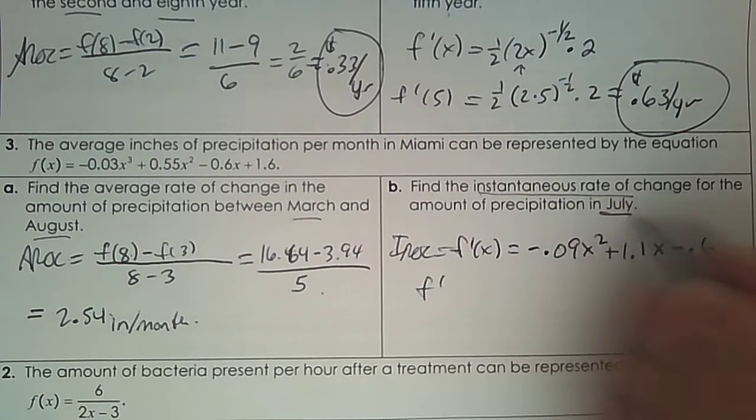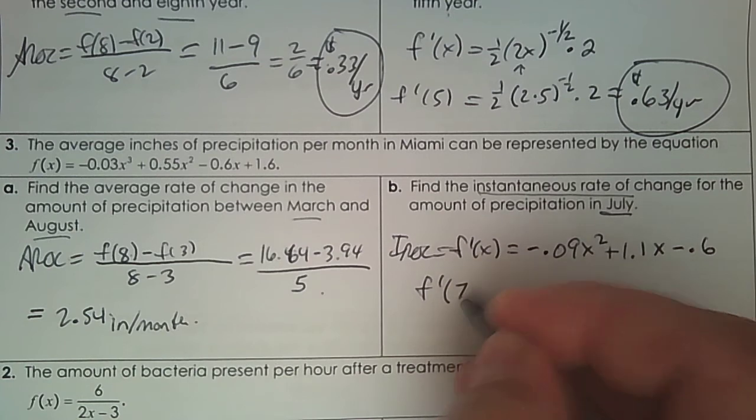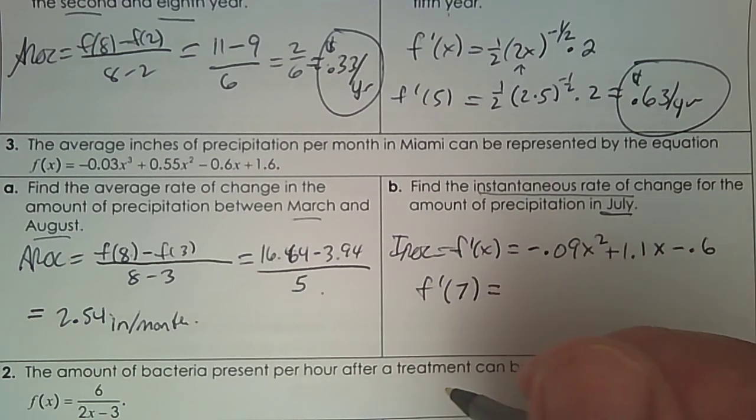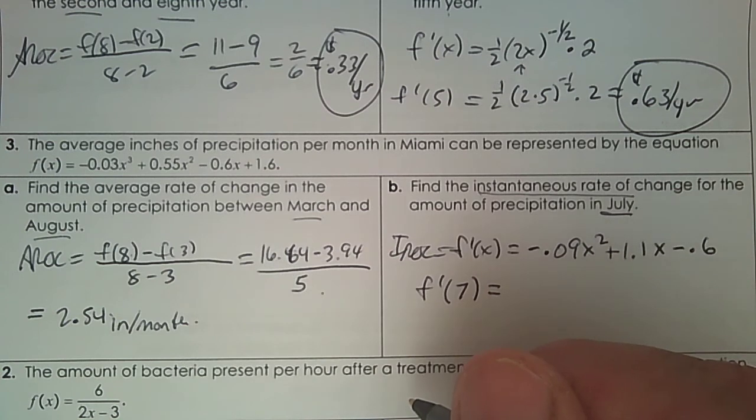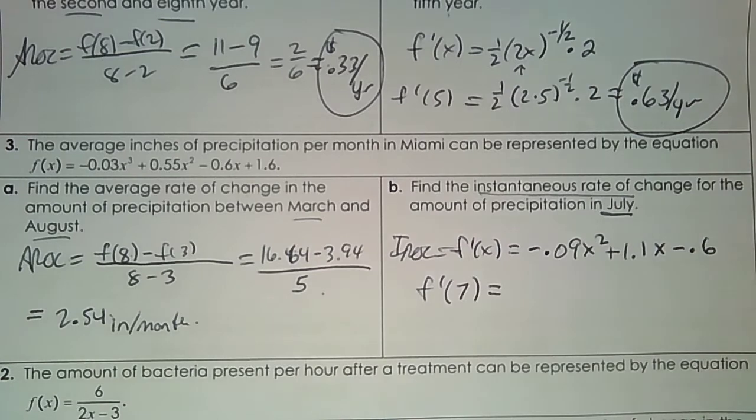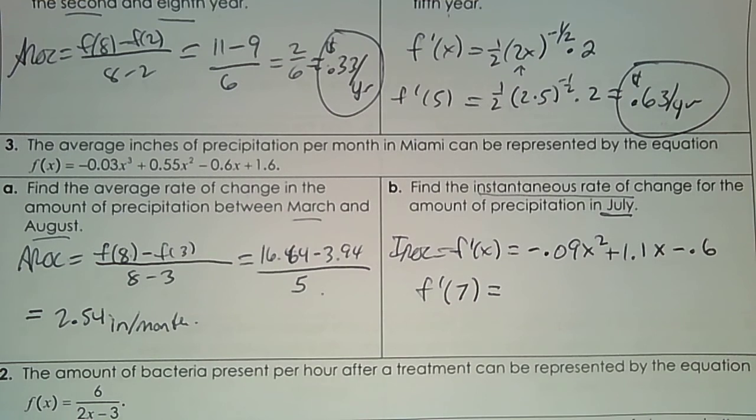Now, what month? July. So that month for July is the 7th month. So plug in 7 in there. Again, the answer key is off. My answer key, they put in 5 for July. That does not feel like the 5th month. So negative 0.09 times 7 squared plus 1.1 times 7, take away 0.6.